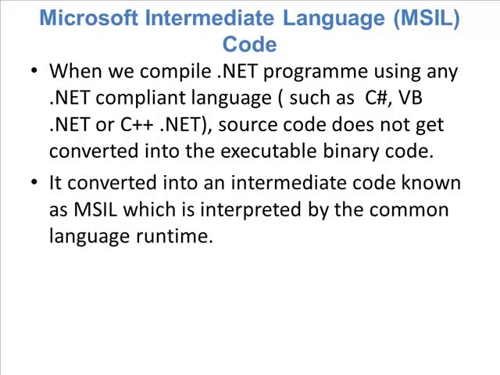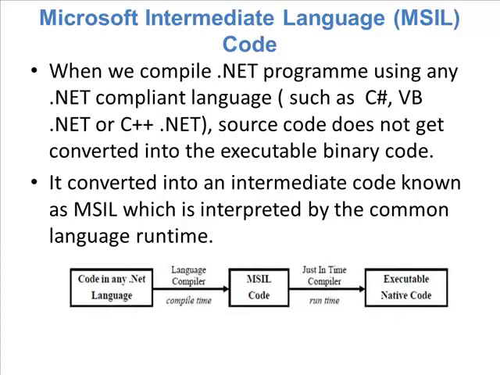MSIL is operating system and hardware independent code. Upon program execution, this MSIL intermediate code is converted to binary executable code called native code. Cross-language relationships are possible as the MSIL code is similar for each .NET language.